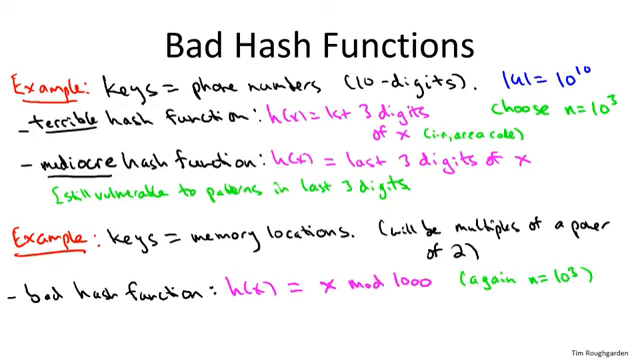So in this case, it means if you write out x base 10, then you just take the last 3 digits. So in that sense, this is the same hash function as our mediocre hash function when we were talking about phone numbers. So we discussed how the keys here are all going to be memory locations, so in particular they'll be even numbers. And here we're taking their modulus with respect to an even number.